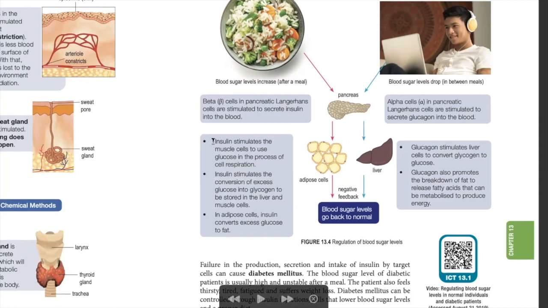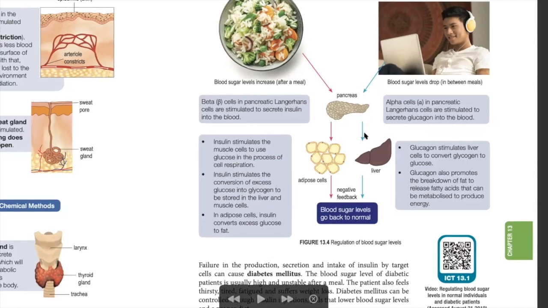Bear in mind, insulin's function is to convert glucose into glycogen. Why? Because when the blood glucose rises, it means that we have too much glucose. So this glucose needs to be converted into something else, which is specifically glycogen. The excess glucose will be converted into glycogen, and this glycogen will be stored in the liver and in the muscle tissue. So when this happens, the blood glucose level goes back to normal. This is the first situation.